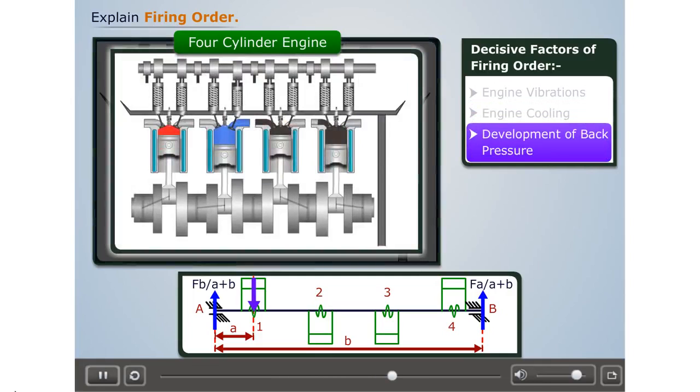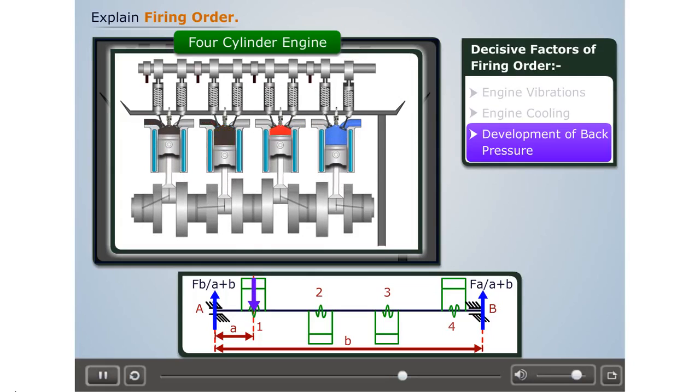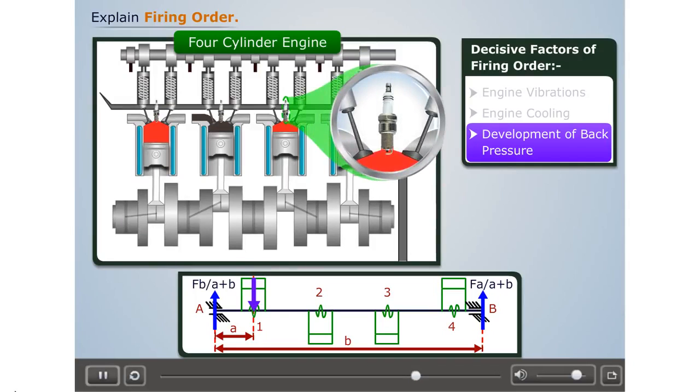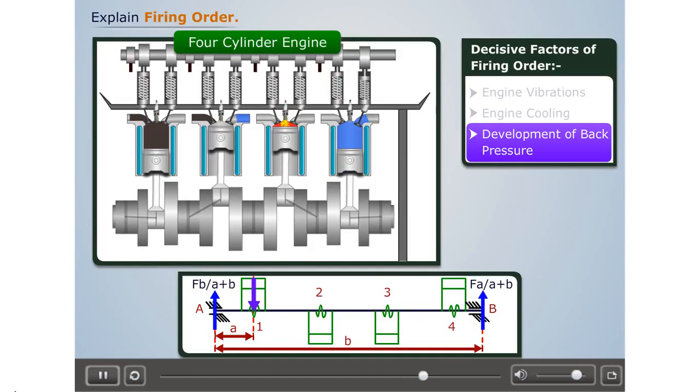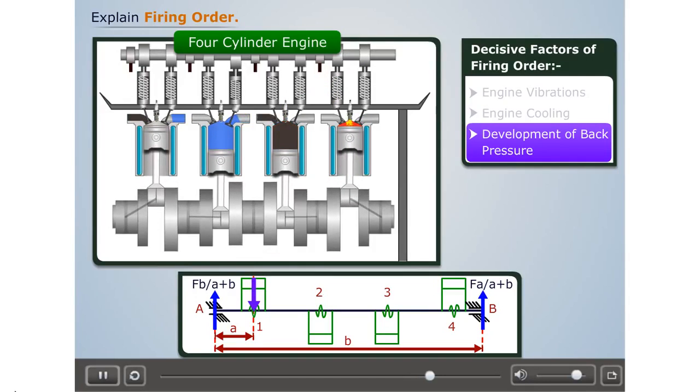Moreover, firing the first and second cylinders in succession may also result in high pressure in the exhaust pipe, which could initiate the backflow of exhaust gases. However, if we fire the third cylinder after the first cylinder, the exhaust gases will have enough time to leave the engine and would not create pressure in the exhaust pipe.